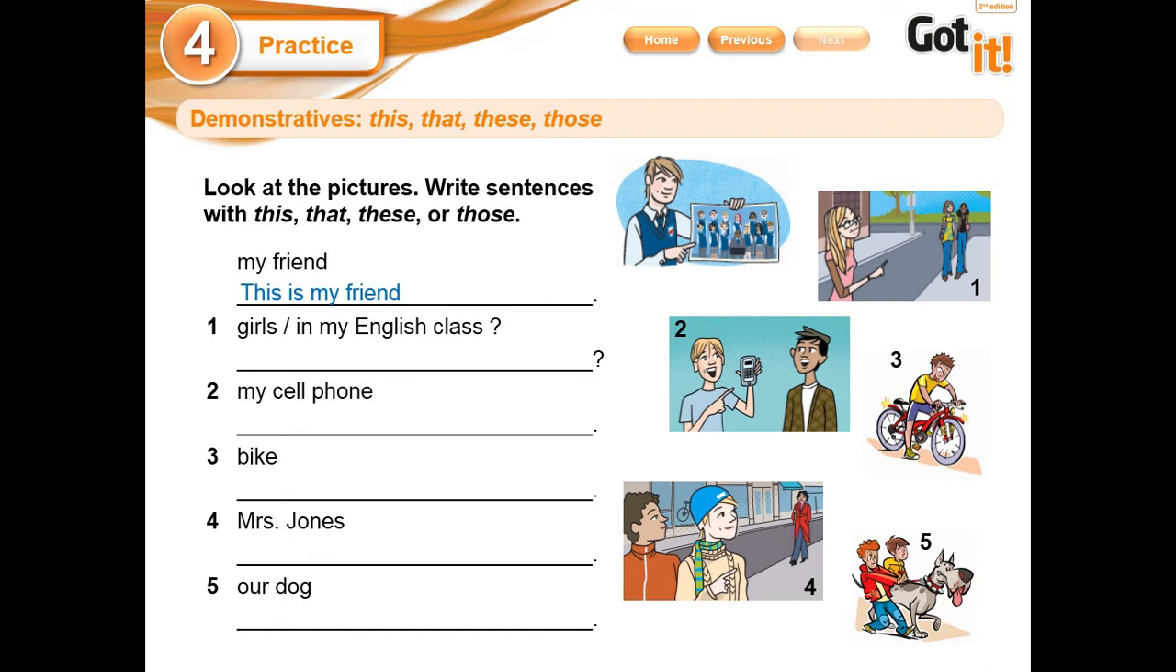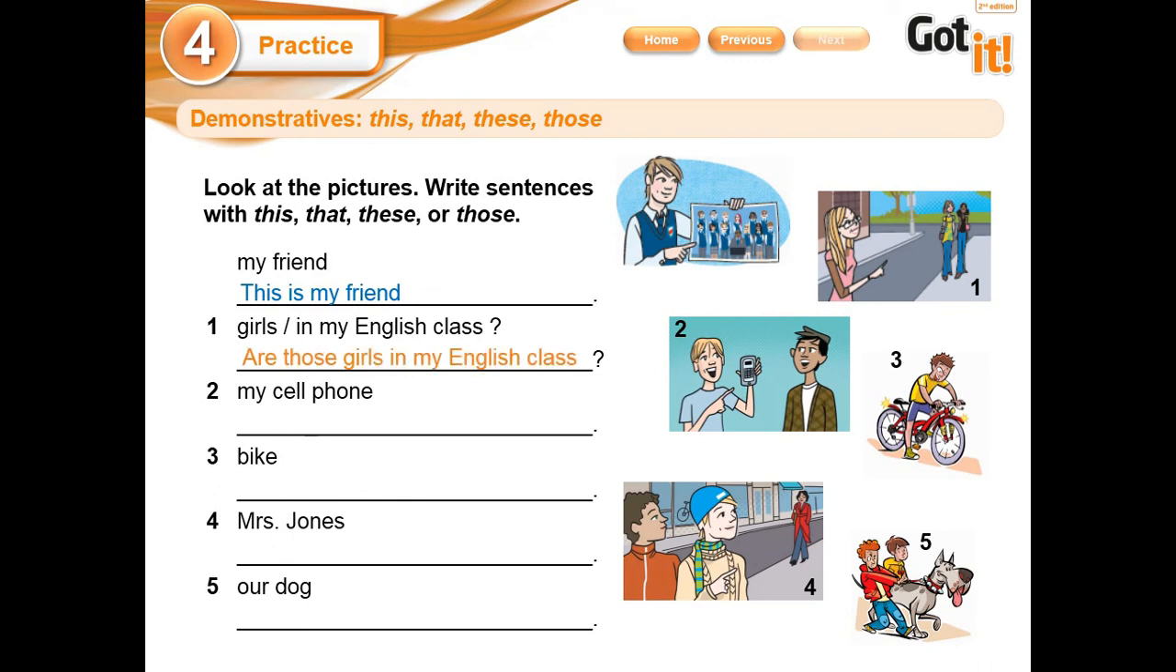So we're going to continue with the exercises, and here we must complete some sentences using this, that, these, and those, considering the pictures right here. For example, this is my friend, number 1. Do not forget, with singular, with this and that, we must use is. For these and those, are. So what is number 1?